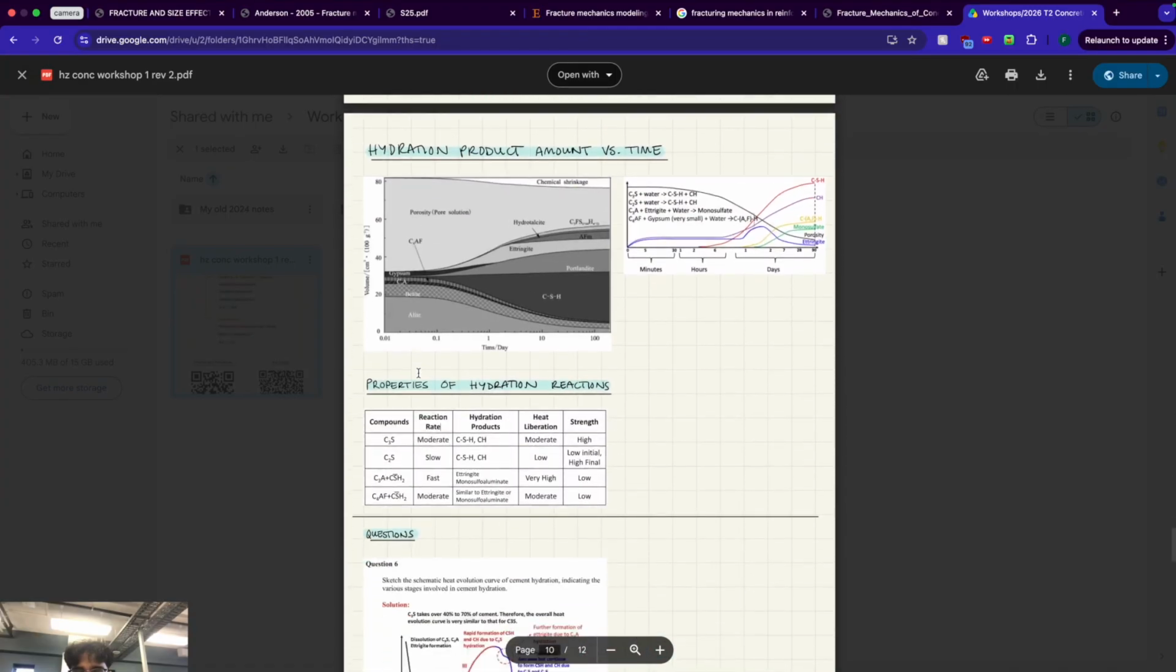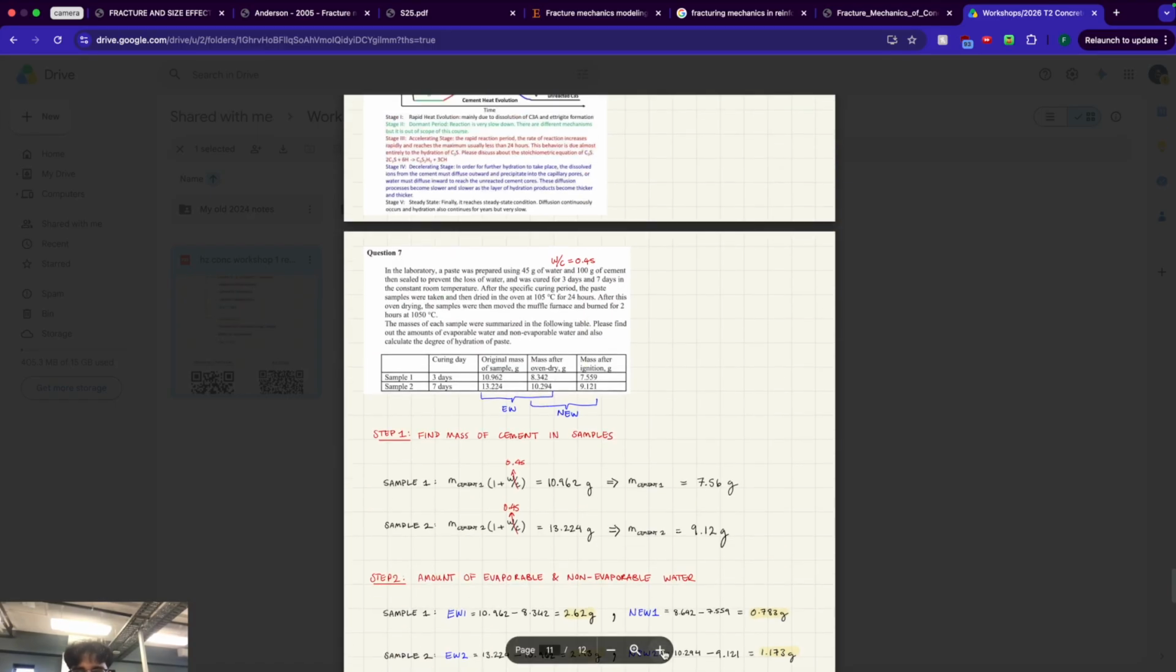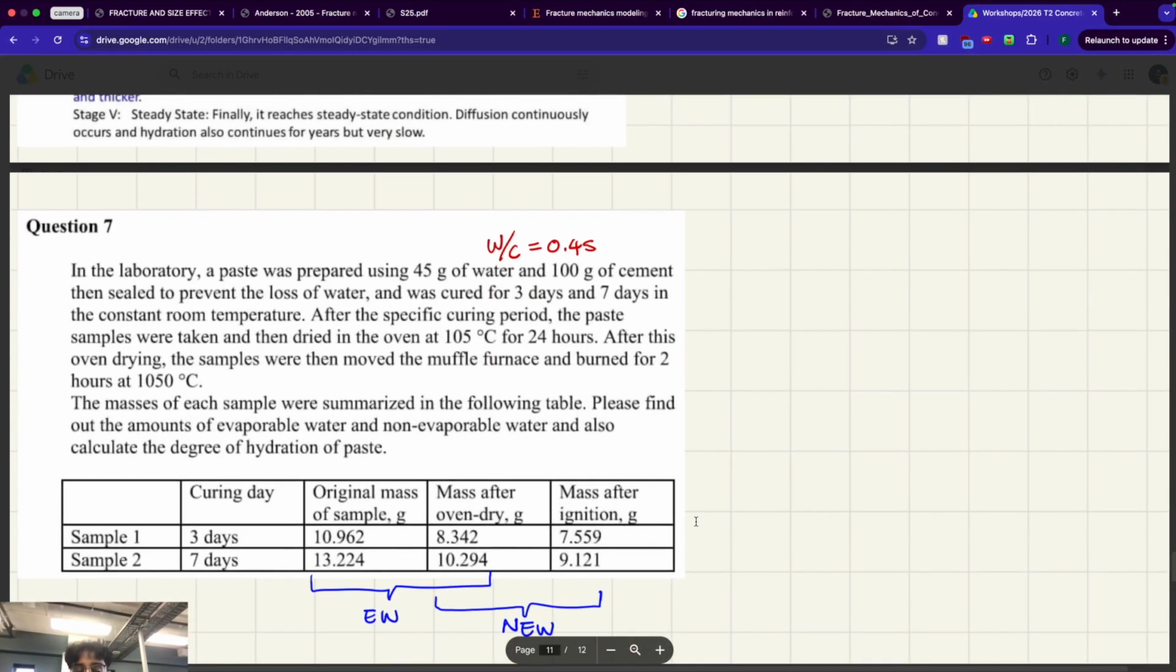Question 7. Hey, this is a good one. You know what, in fact, I'll let you guys give it a go. So, I'll kind of run through it really quickly. A paste was prepared using 45 grams of water and 100 grams of cement, and then sealed to prevent the loss of water. It was cured for 3 days and 7 days in constant room temperature. And after a specific curing period, the paste sample was taken and dried.